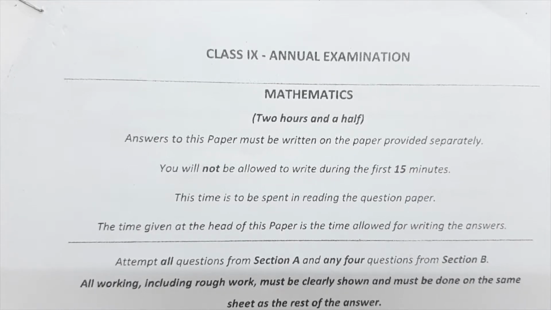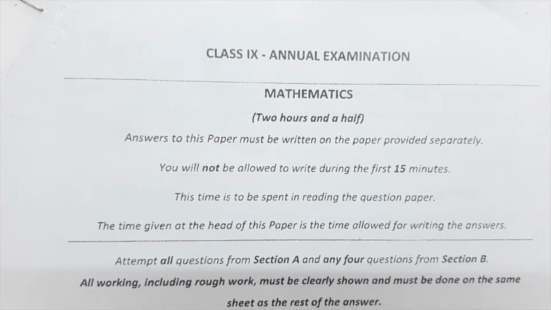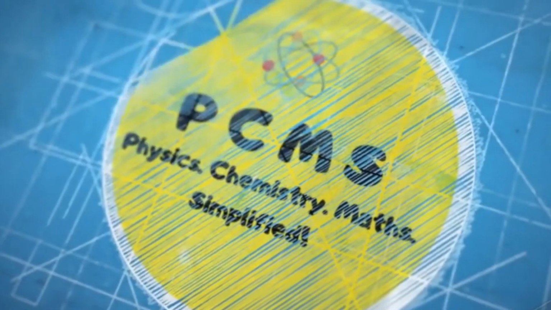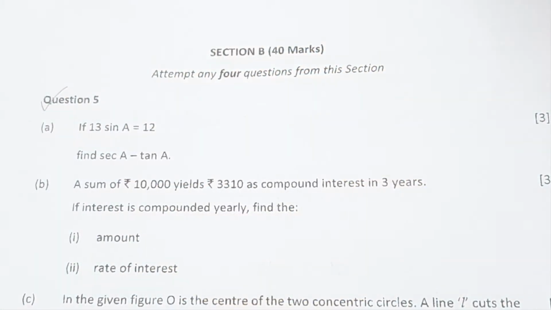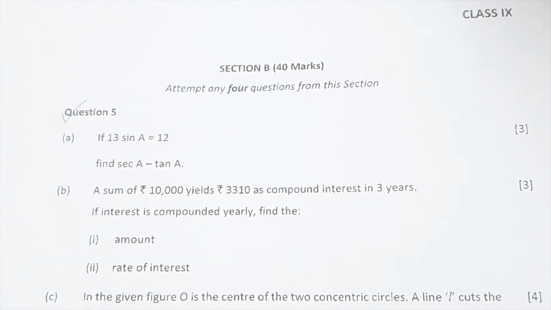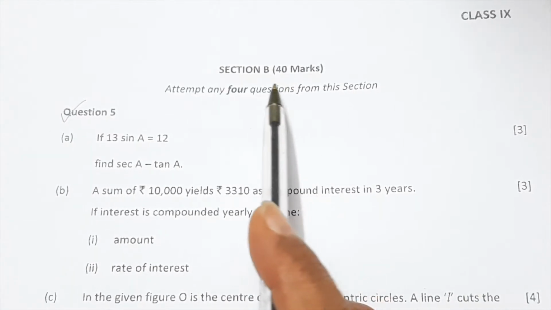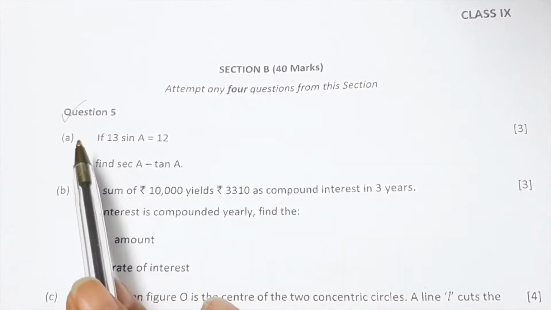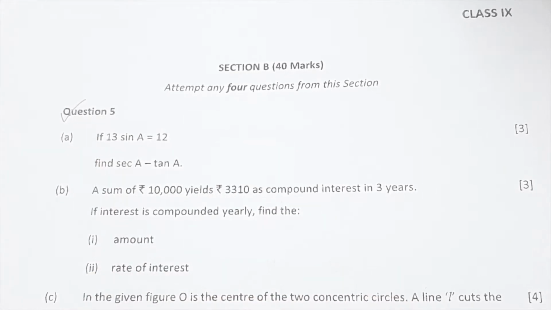In this video, we will be solving section B, questions 5 and 6 of ICSE Maths Pre-Boards 2020. So, shall we start? This video will have section B, which is 40 marks. And from this section, we have to attempt any 4 questions. We are going to start with question number 5.